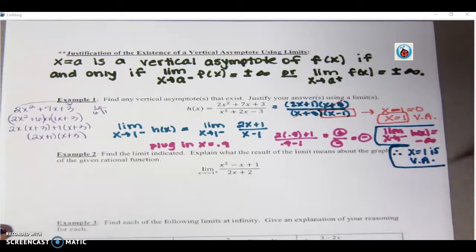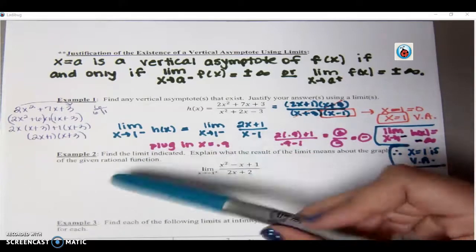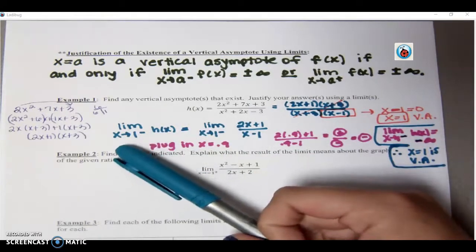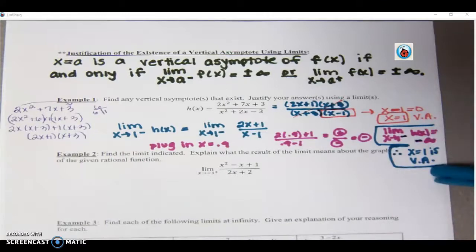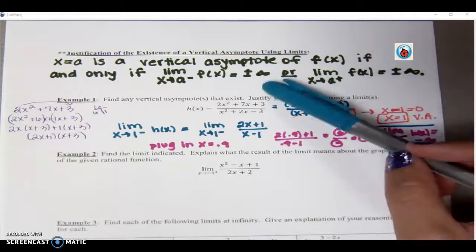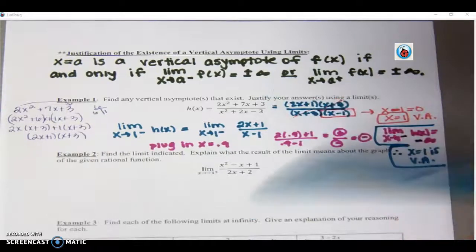So because our limit as x approaches 1 from the left was negative infinity, we can know that x equals 1 is a vertical asymptote. So we just really found this 2 different ways. Okay, we knew how to do this algebraically, but we just proved using a limit that it does have to be a vertical asymptote. And you could have also picked the right side. You pick the right side, as long as you get a positive or negative infinity, then that tells you that it's a vertical asymptote. But just remember that the existence theorem says or here, so that's why you only have to do one of the sides.